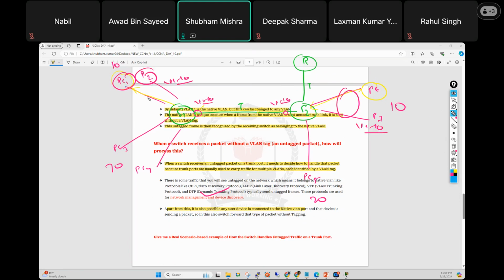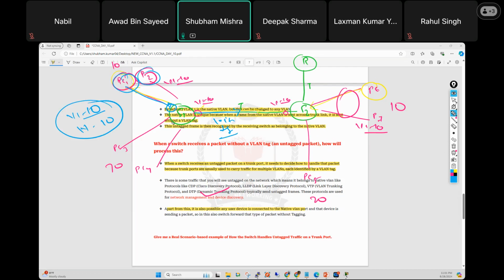So when PC number 1 sends a packet, it will reach the switch. The switch checks: I am receiving this packet on this interface, and this interface is part of VLAN number 10. And the switch also checks what the native VLAN is. The native VLAN is also VLAN 10. So this switch will forward this packet towards switch number 2 without tagging, because two of your users are sitting in your native VLAN. So all the packets from these two PCs are untagged.